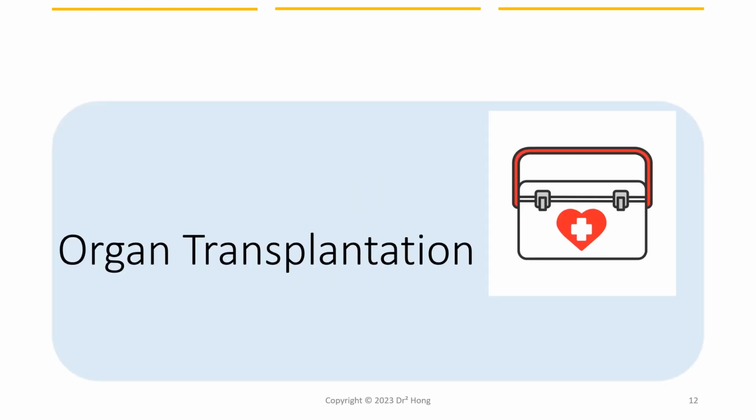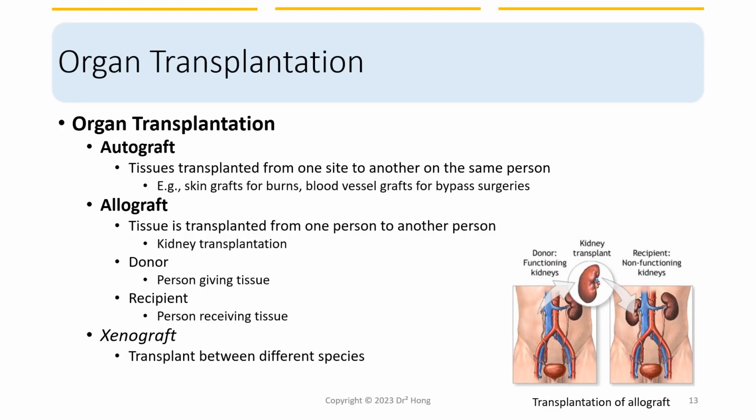Now let's look at organ transplantation. Organ transplantation can involve donors and recipients. There are three types of organ or tissue grafting. Autograft is tissue transplanted from one site to another on the same person, for example, skin grafts for burns, blood vessel grafts for bypass surgeries.